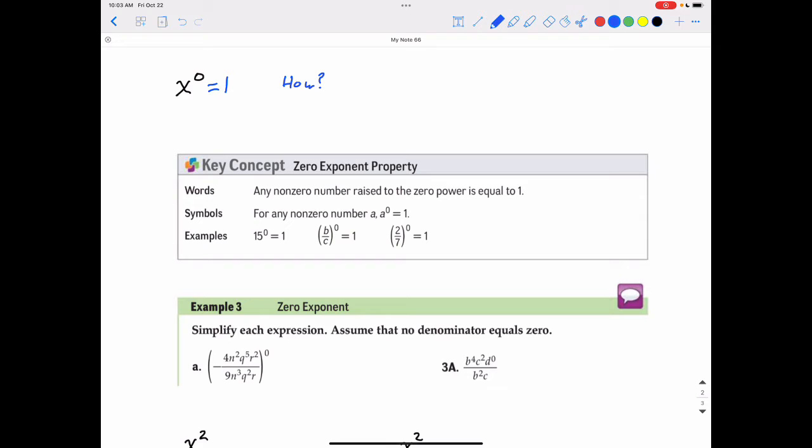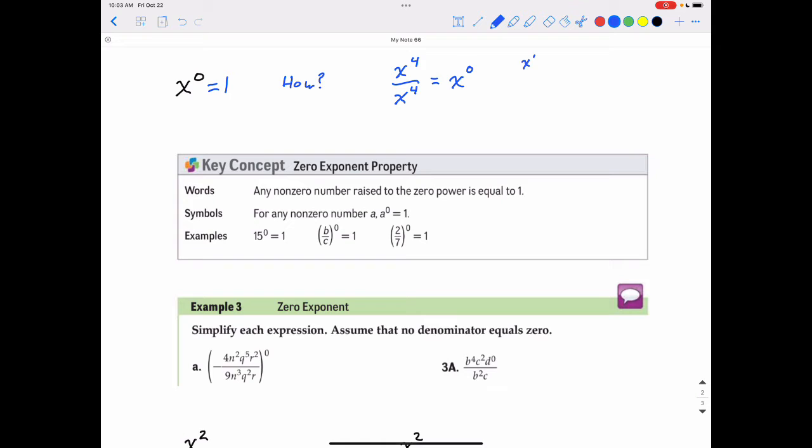It goes back to the rule that we just learned at the start of this lesson, that when you divide exponents, you subtract the exponents. So let's say, for example, I have x to the 4th over x to the 4th. According to our dividing exponent rules, I should subtract the exponents, and that would be x to the 0 power.